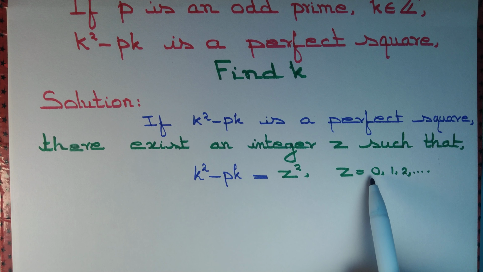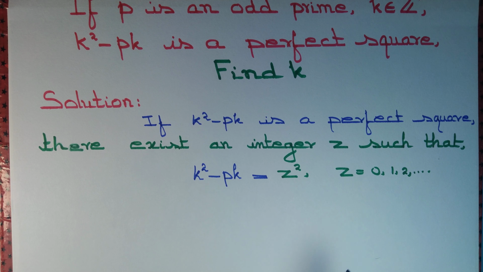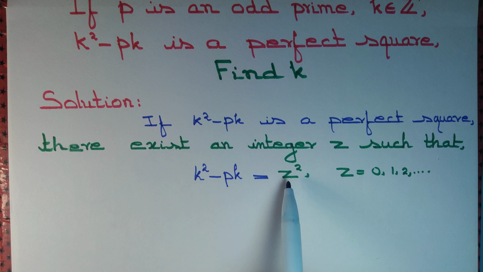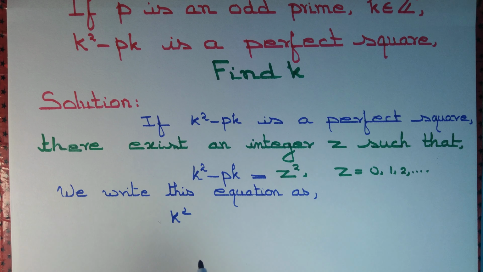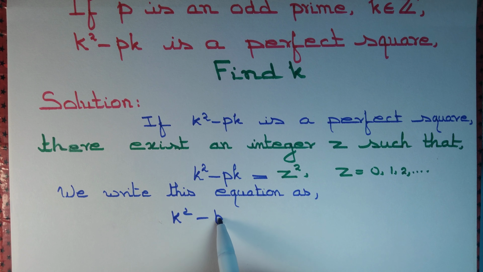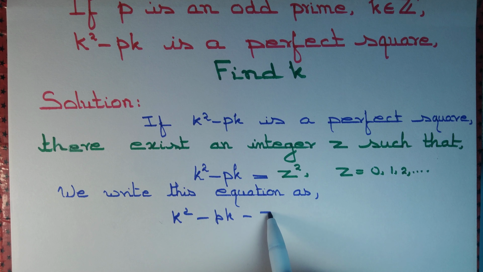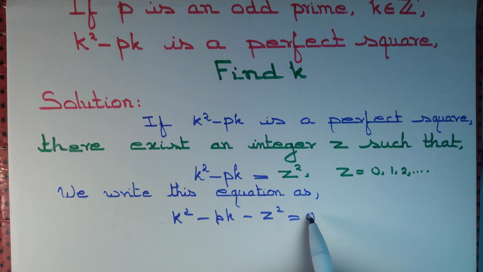Further, we assume z to be 0, 1, 2, 3, 4, and so on. We rule out the case that z has to be negative because we can take z to be positive or 0. Now, we write this equation as k square minus pk minus z square equal to 0.